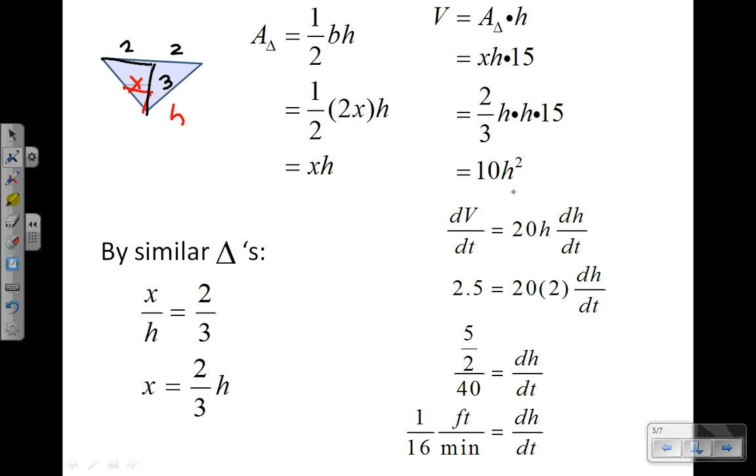Then I go ahead and take the derivative of this volume equation. On the left I had volume, so now I have dV/dt. On the right, my derivative with the power rule is 20h dH/dt. Then I'm ready to plug in what they gave me. dV/dt was 2.5, and h was 2. I can solve and get dH/dt that way. Just divide through by 40, simplify a little, and I got my answer. Okay, so that's pretty much the main idea there.